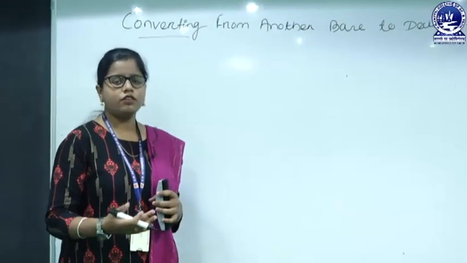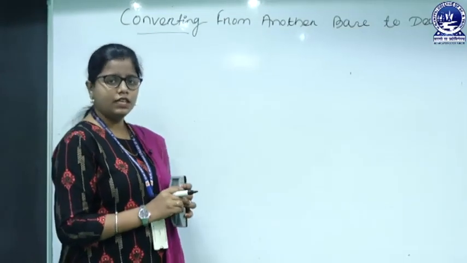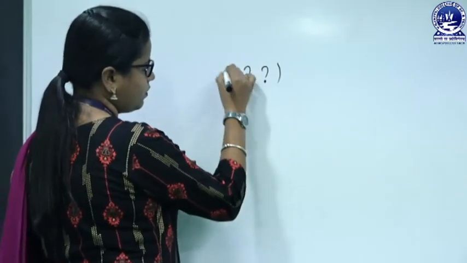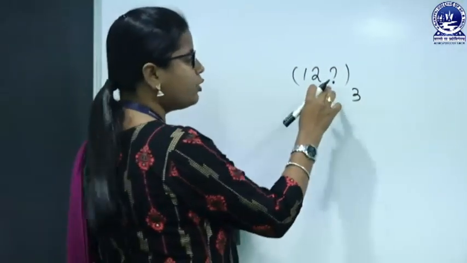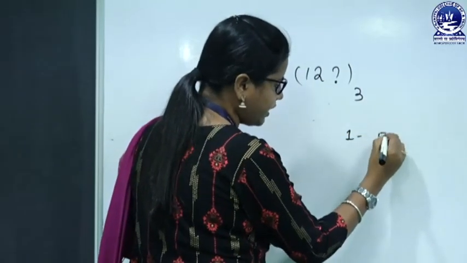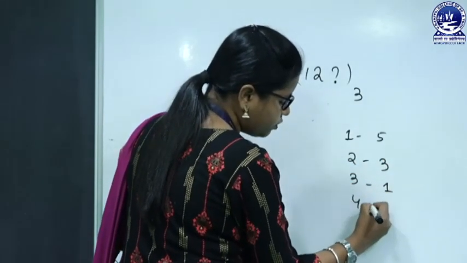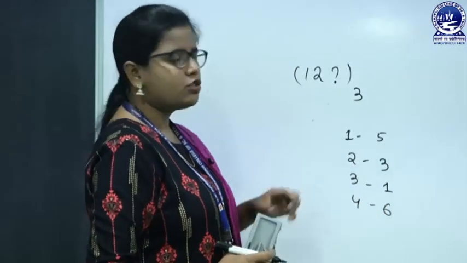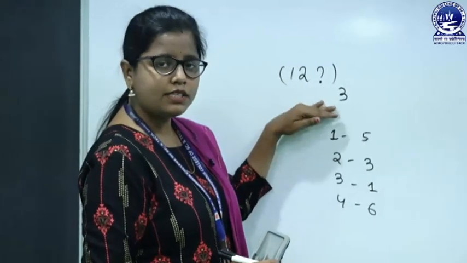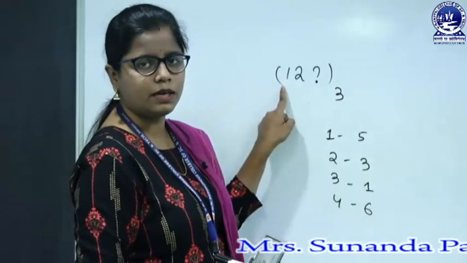Before going to convert any other base to the decimal, let me revise from the last video lecture. Suppose I am asking you 1, 2, and a question mark, that is base 3. So what will be the digit here? And the options may be: option 1 is 5, option 2 is 3, option 3 is 1 and option 4 is 6. So we have to identify which digit should be there, where the base is 3.